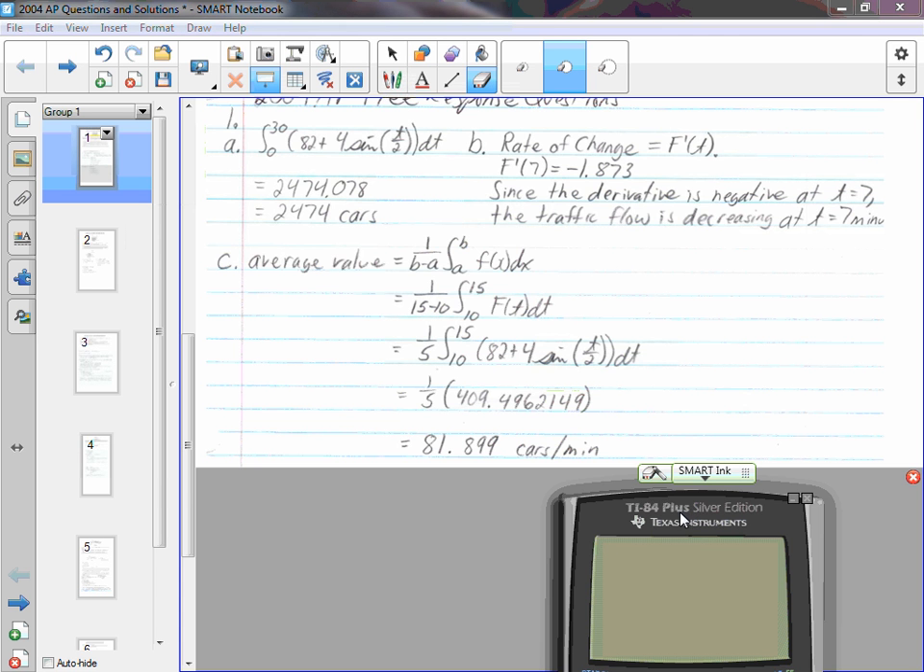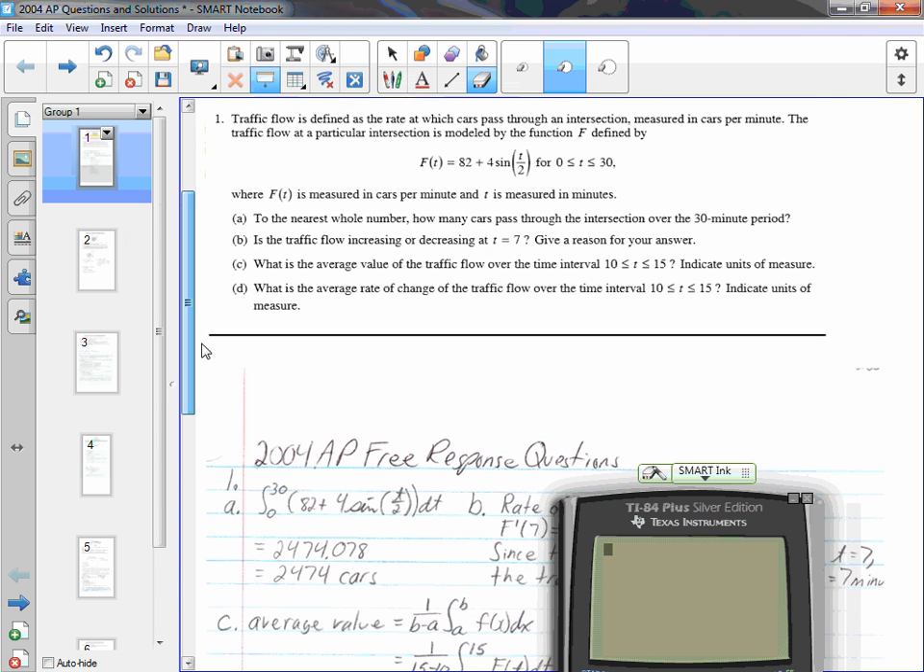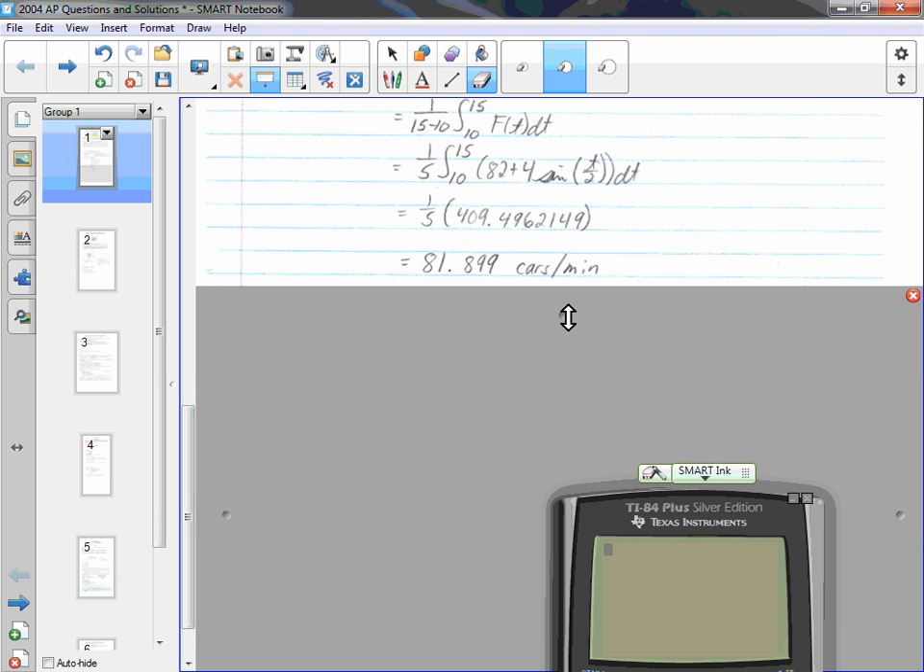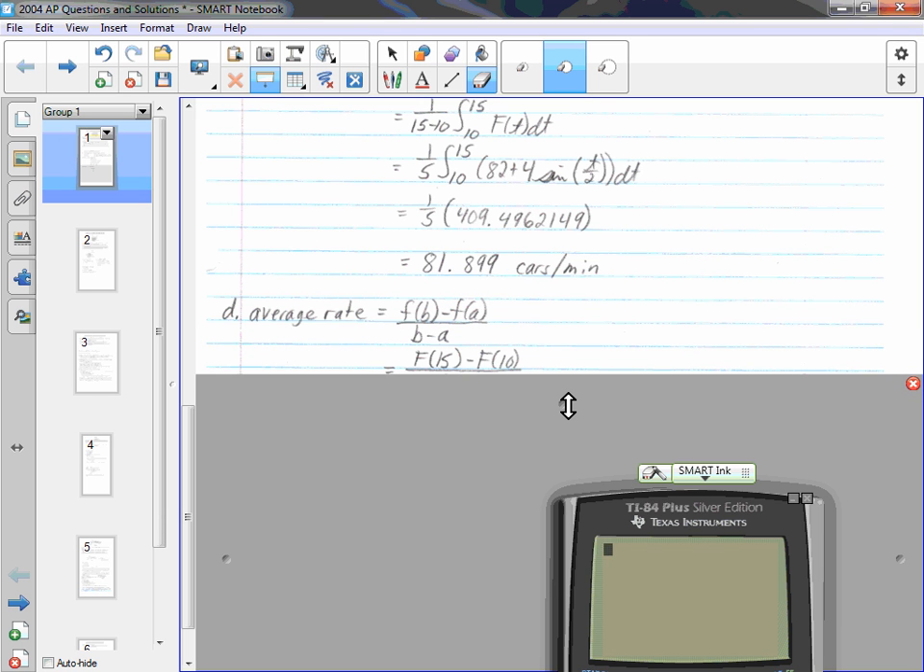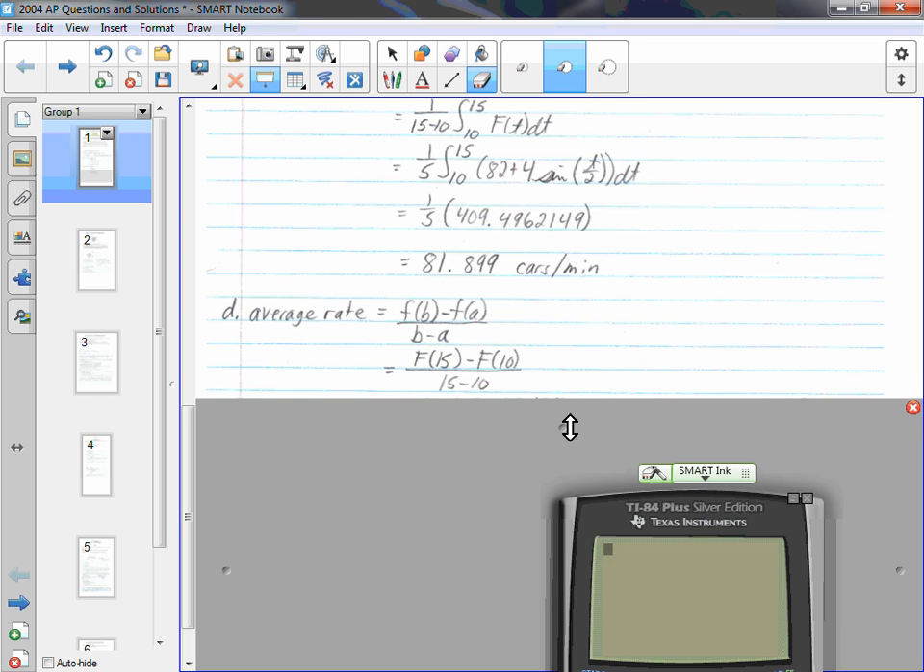And the last one. They ask us, what is the average rate of change? Average rate of change, that's the slope formula, isn't it? Of the traffic flow over the time interval from 10 to 15. So the average rate will be the y coordinate, in this case the F coordinate at 15, minus the y coordinate at 10, because of the interval they gave, 10 to 15, so it's y2 minus y1. The value at 15 minus the value at 10, over x2 minus x1, 15 minus 10.